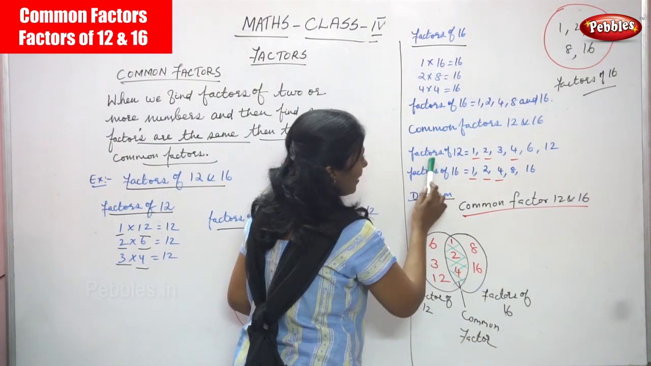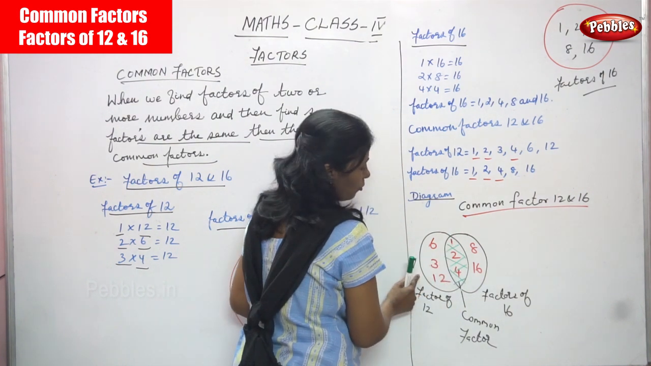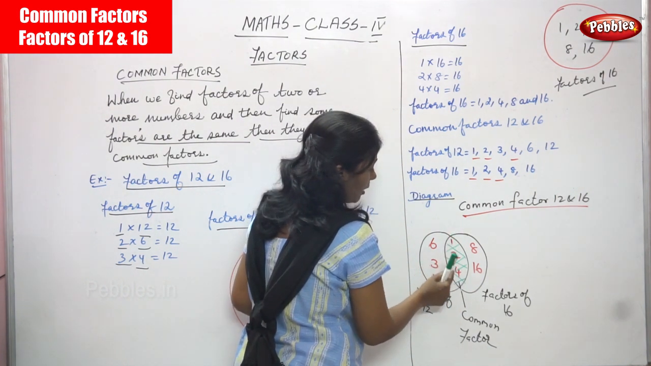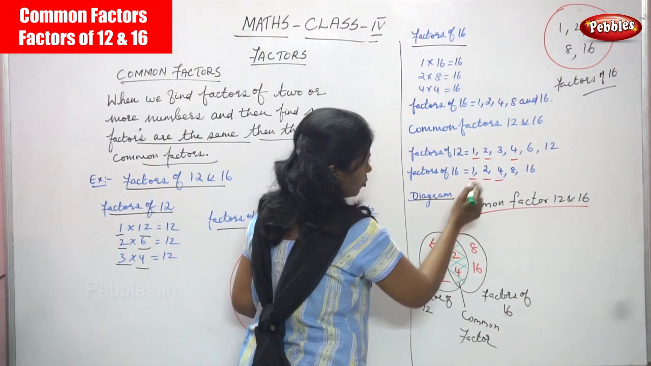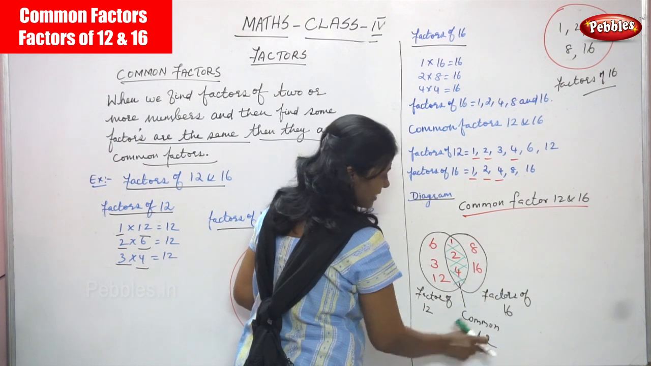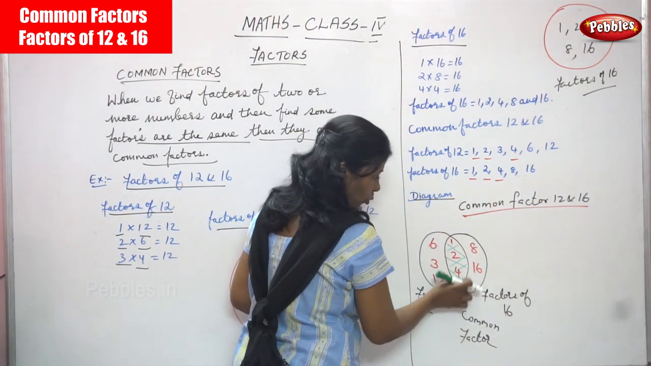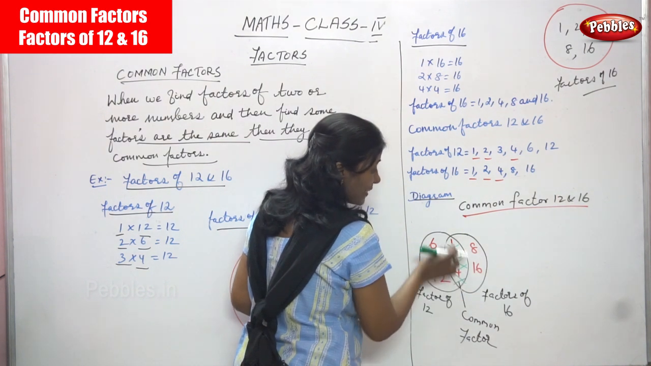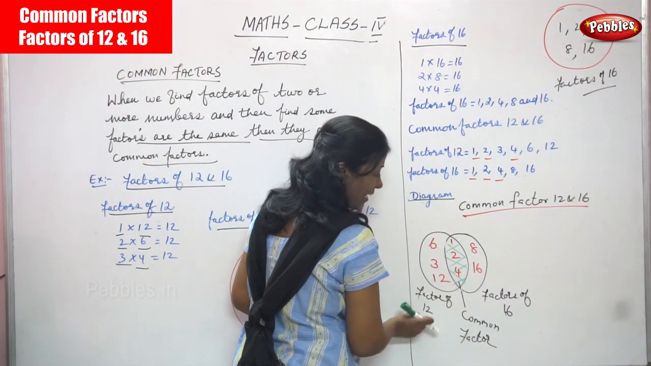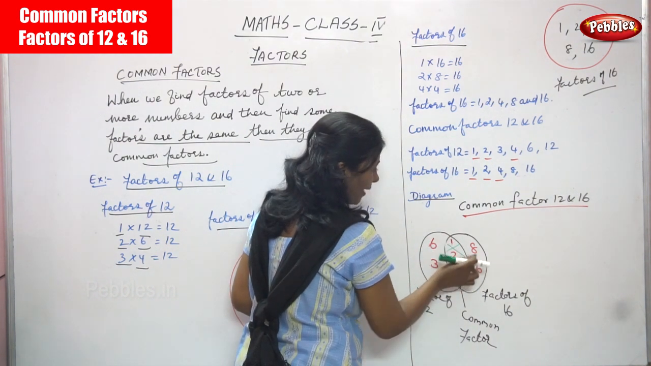But for factors of 12 you have to include the others also. This common factor is also included for factors of 12. So 1, 2, 4, 3, 12, 6. That is, 1, 2, 3, 4, 6, 12. That is what I mentioned. So factors of 16, what are you going to do? 1, 2, 4, 8, 16. Again you have to include these, because 1, 2, 4, these three numbers are common factors of 12 and 16. So 1, 2, 4, 8 and 16.